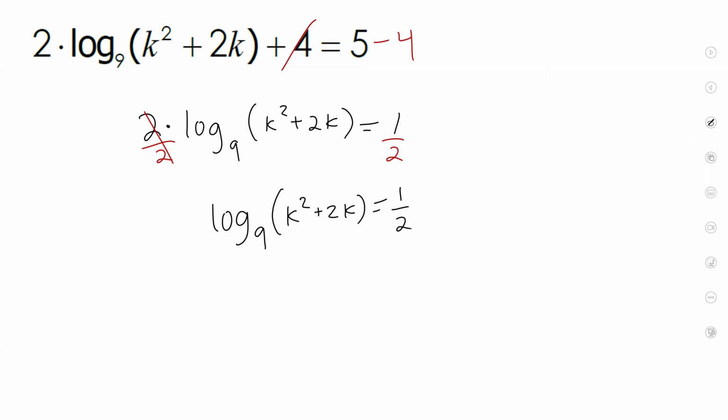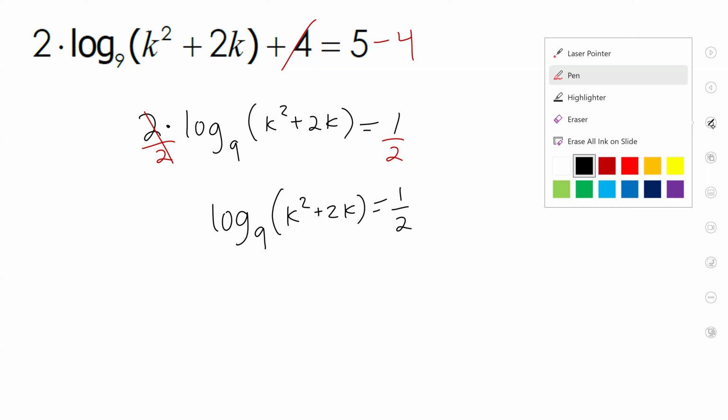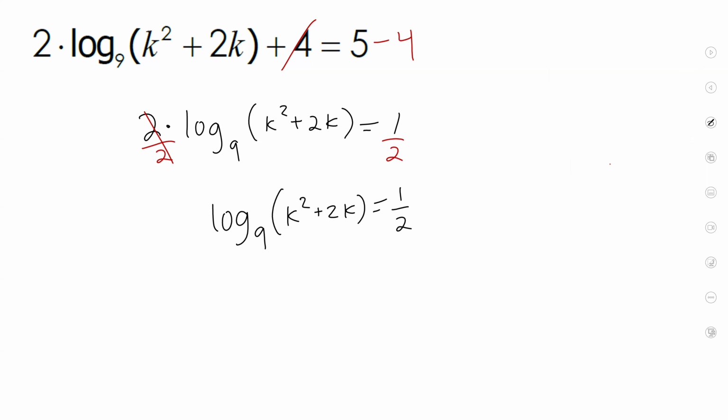We're going to change this to an exponential problem. How do I change it to an exponential problem? Okay, do it on your own paper and solve. I'll be walking around. Just a reminder, guys, log, what's the answer?